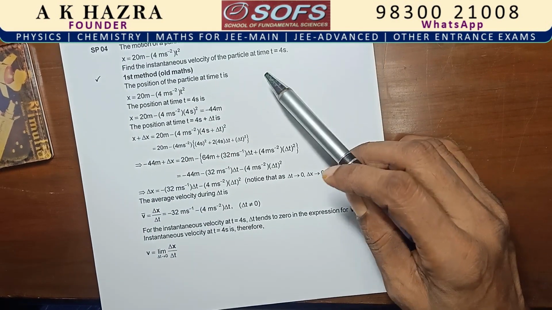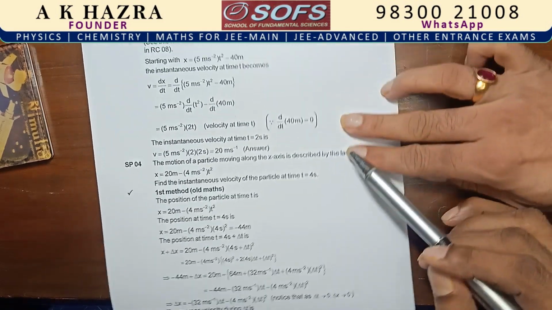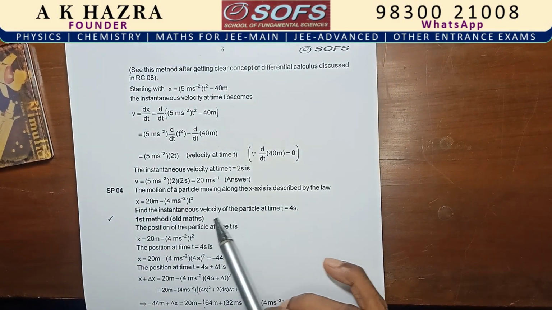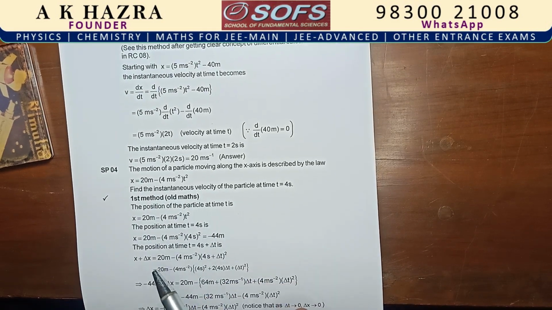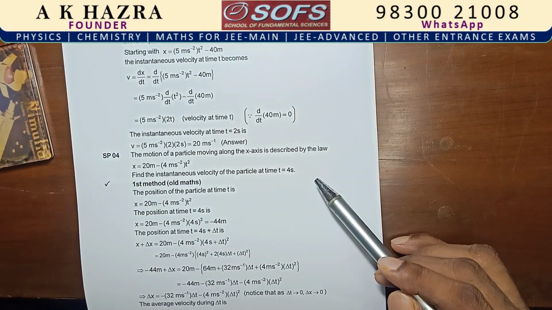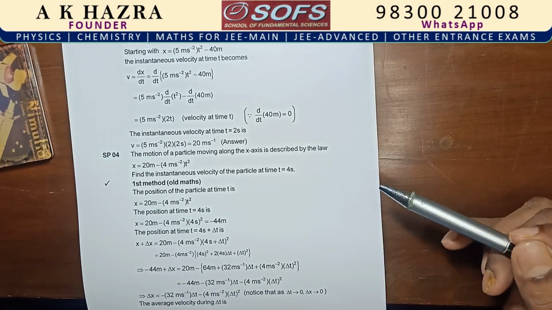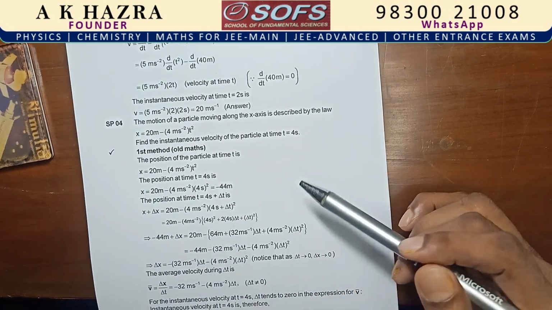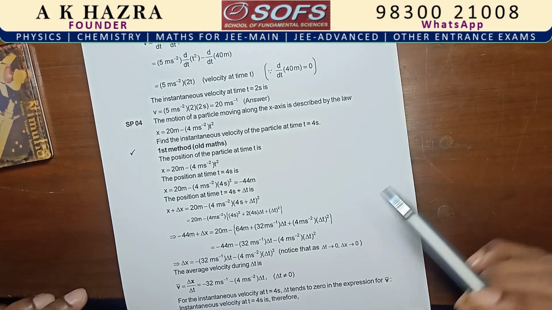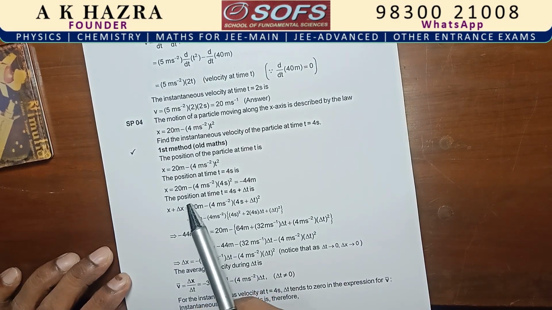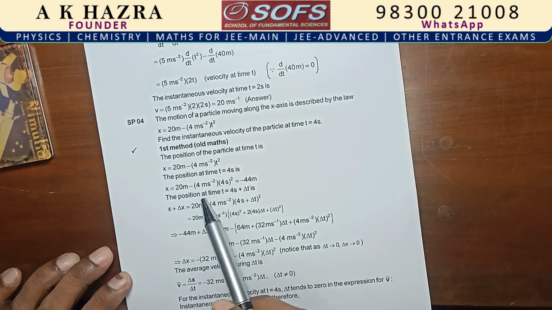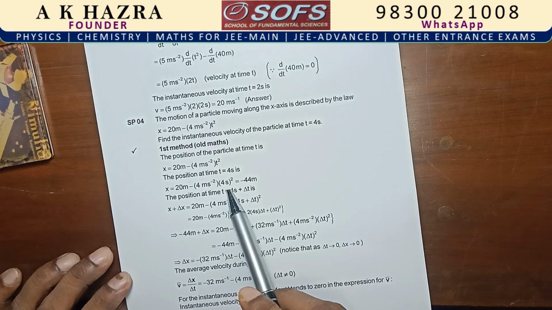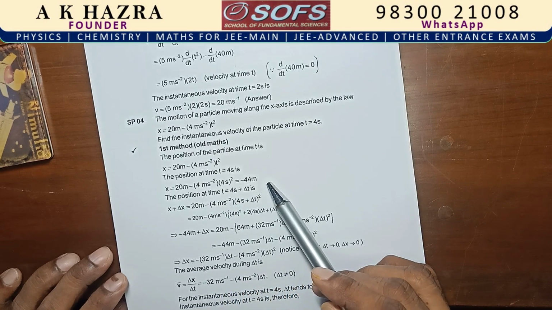04, the motion of a particle moving along the x-axis is described by the law x equals 20 meter minus 4 meter per second square t square. So we are going to find the instantaneous velocity at t equal to 4 seconds. First method, old math, the concept of limit. So position at t equal to 4 seconds, x is equal to, just put t equal to 4 seconds, so 20 meter minus 4 meter per second square times 4 second whole square, equal to minus 44 meter.